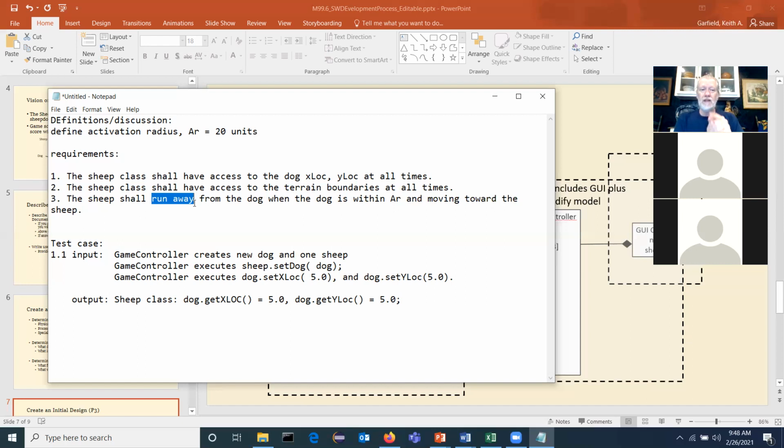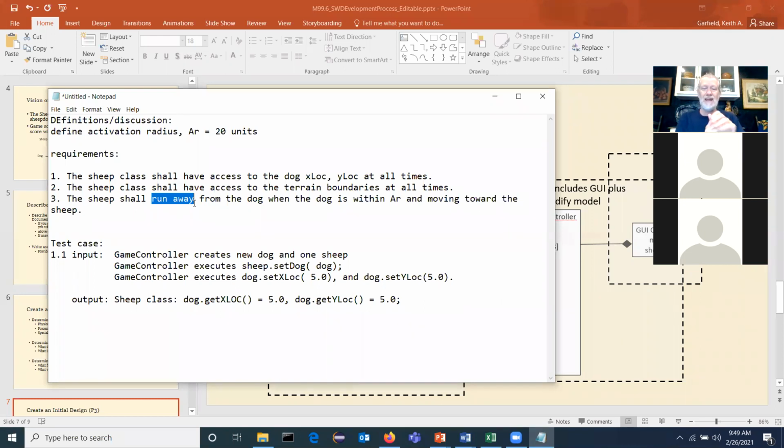Now, technically, I've got two requirements here. One is that the sheep should move, and we don't specify how they move when the dog is within that radius. The second is that the sheep should move in a specific direction. So there's really two requirements I could make out of this. One is to test that the sheep moved at all, that its speed is non-zero. The other is to test that its X speed and Y speed tangent is the correct angle.